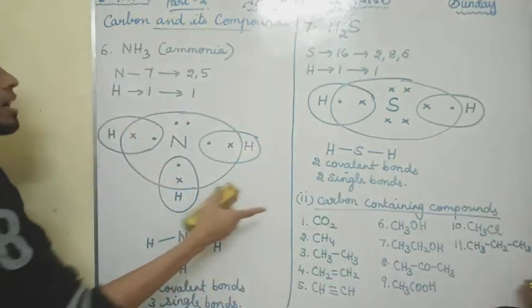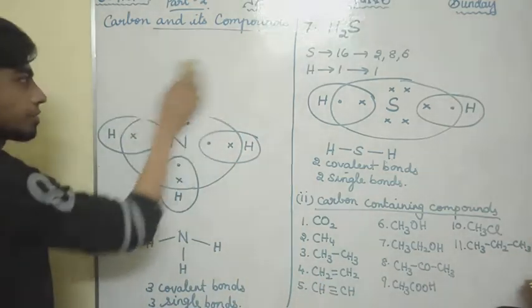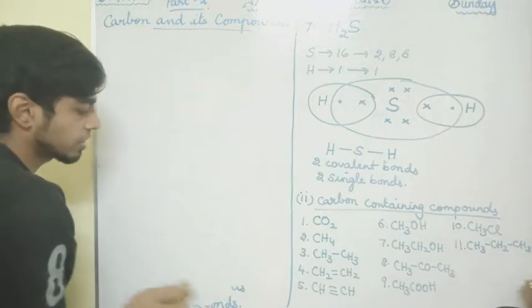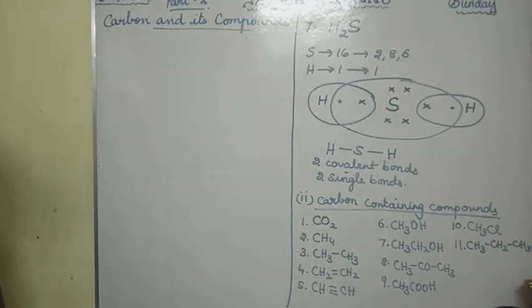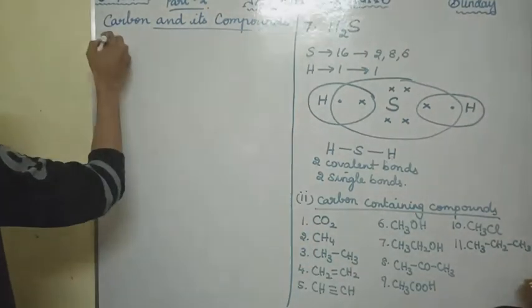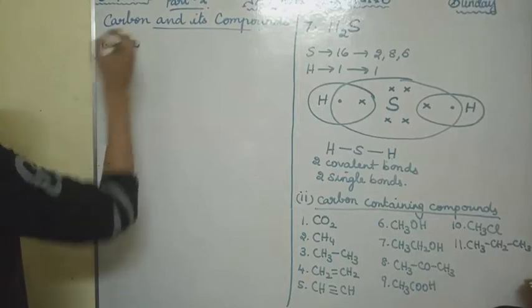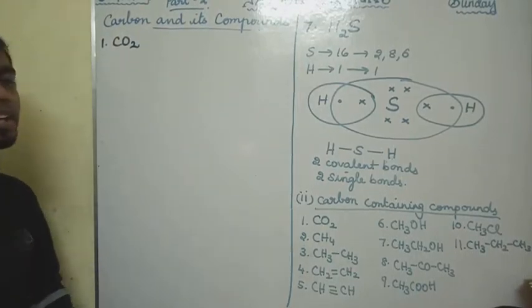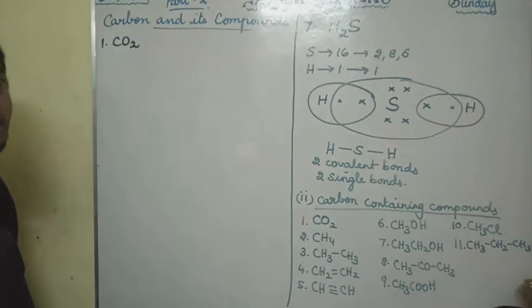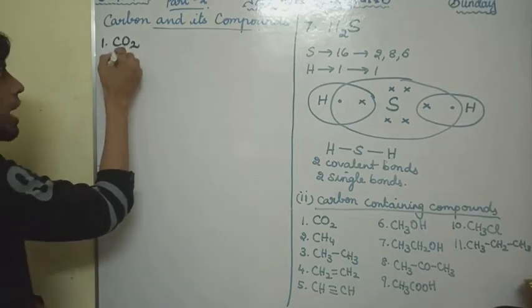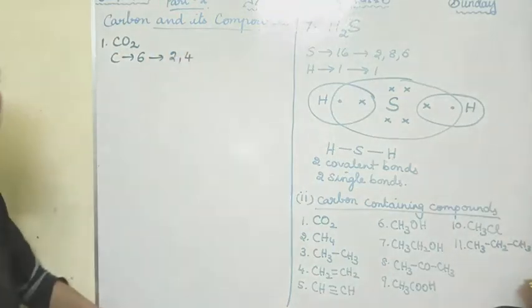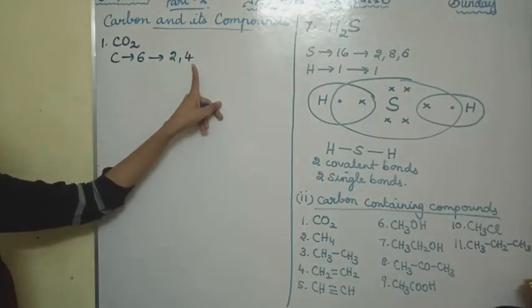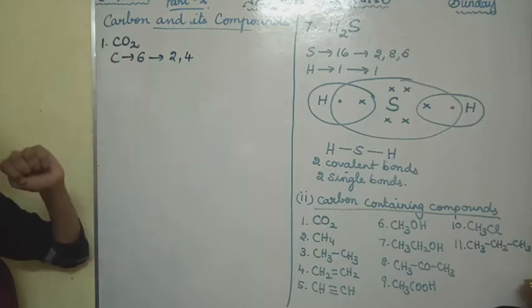Okay, so let's start with our first one, carbon dioxide. So first carbon compound which we are going to draw is carbon dioxide. So since all these compounds are having carbon, you must know how many dots you should keep for carbon. Okay, so carbon, the atomic number is 6, so it will be arranged as 2, 4. So for carbon, always you should keep how many dots? 4 dots you should keep.